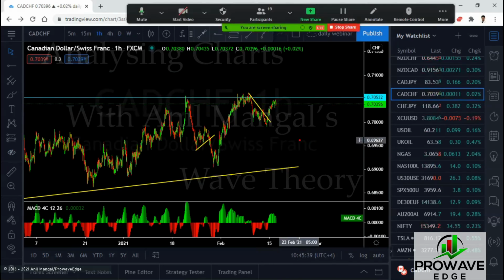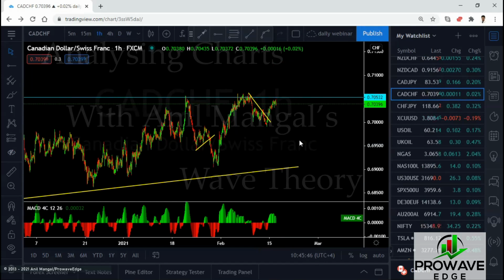And I'm expecting it to come only to this level. But if it does that, okay, I'm not in the trade. Good. Congratulations if you're in the buy. I've seen this thing just break that up and reverse. So I'm not taking the chance because there's no risk to reward in that trade. As it stands, based on my analysis, there is no risk to reward for me.